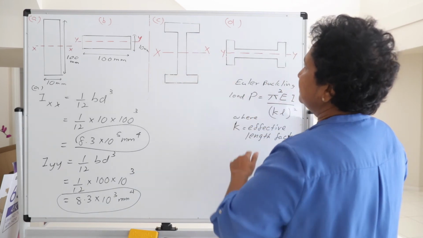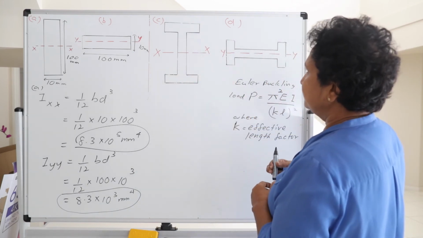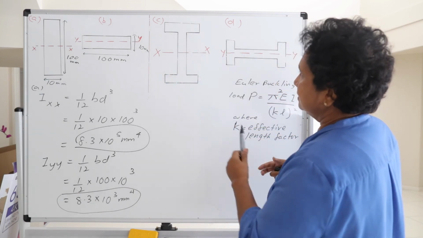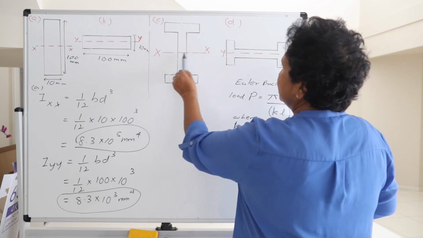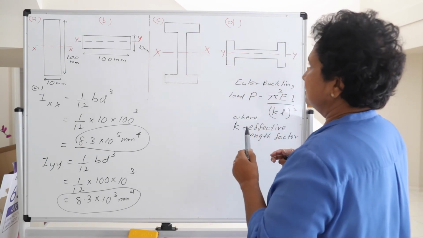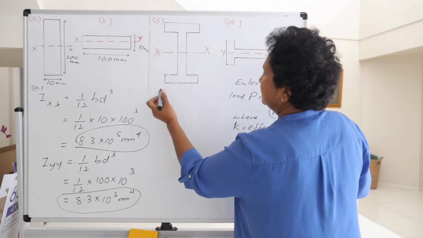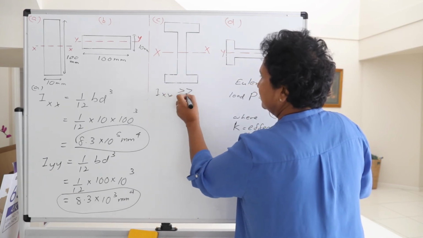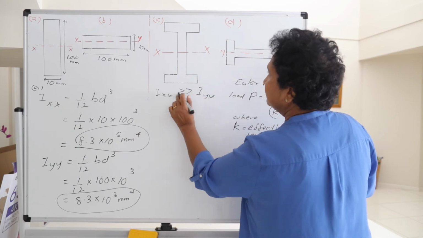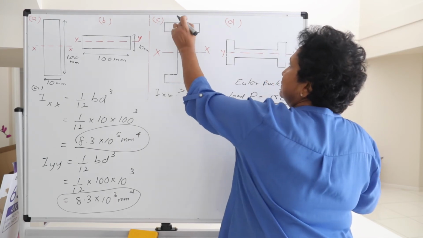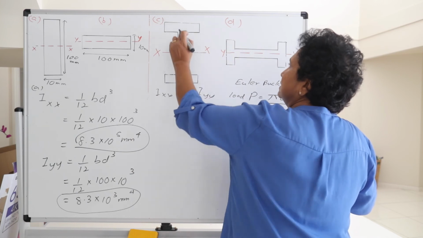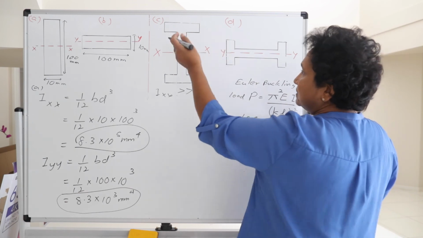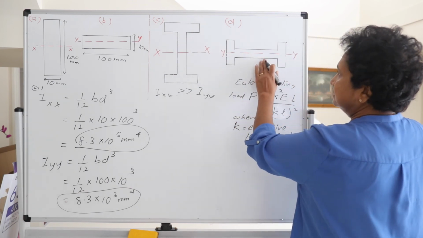For example, this is an I section, maybe an I-beam or universal column. If you consider the XX and YY axes, definitely you will get Ixx much higher than Iyy, because you see this flange is at a distance from the axis of bending, which gives a higher I value, not like here.